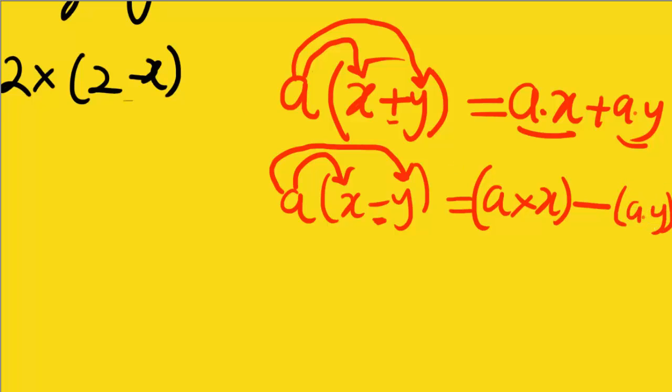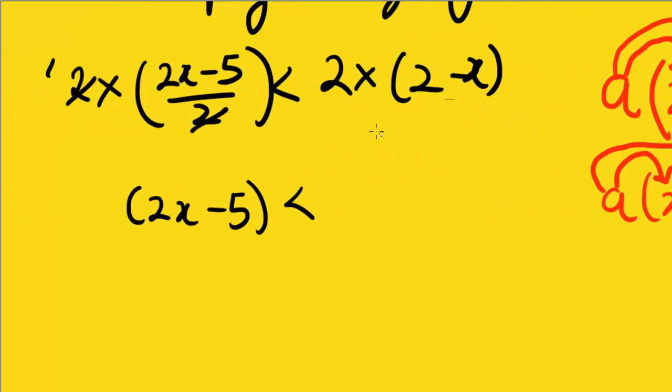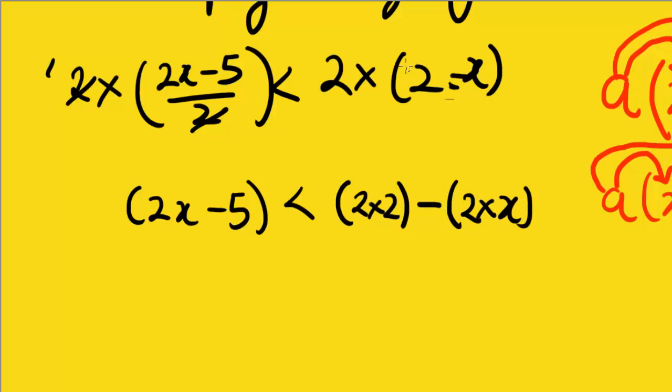And that is what I'm going to do over here. 2 times 2 minus x is 2 times 2. So I'll do that here. I keep the minus sign. 2 times x. So the term outside the bracket, you multiply by the first term. Then you keep the sign, that's a minus sign. And then you multiply the term outside the bracket by the next term.